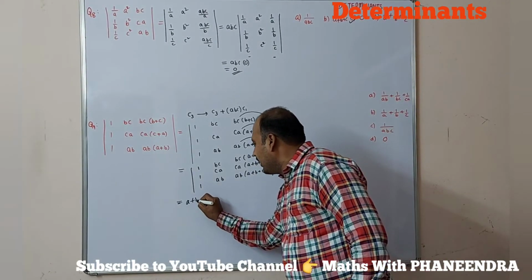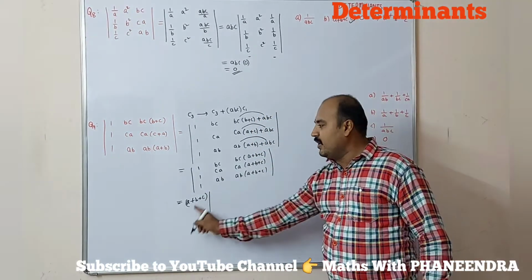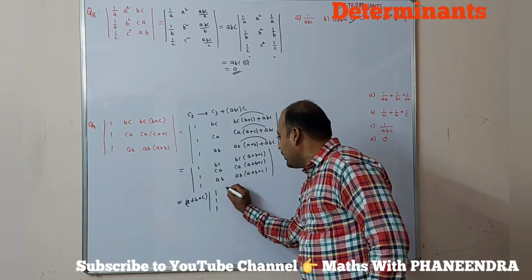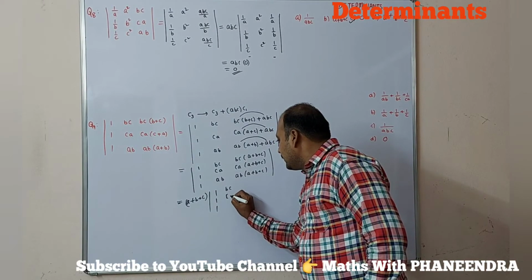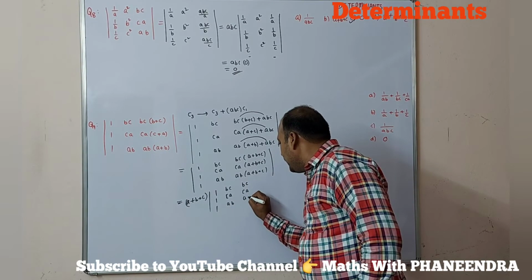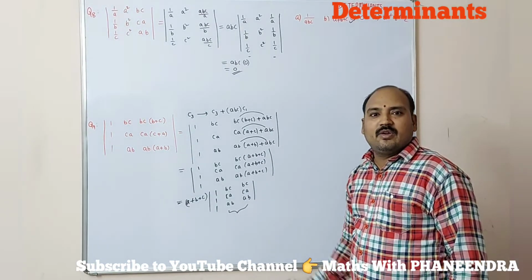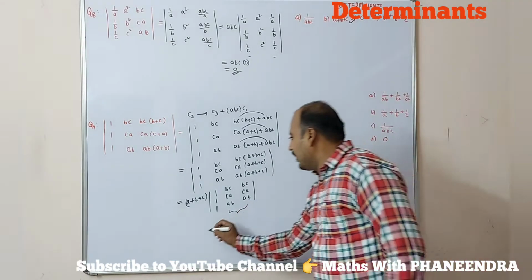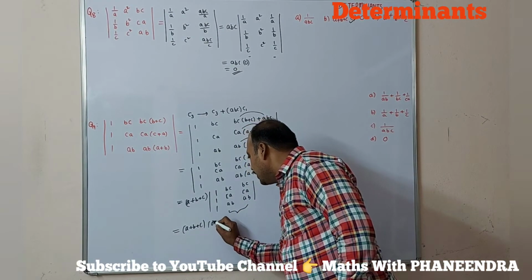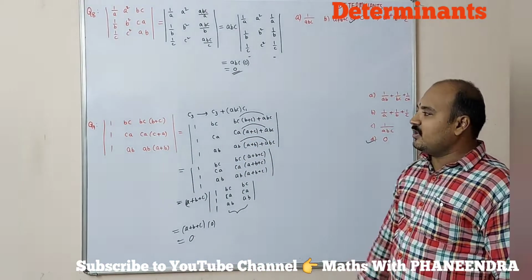Whenever we are taking any value common from either rows or columns, it should be a multiple of the determinant. So the rest of the determinant value will become 1, 1, 1, BC, CA, AB, BC, CA, AB. Two columns are identical. Whenever two columns are identical, the determinant value goes to be 0. So A plus B plus C into 0, which is equal to 0. So the fourth option is the right option.